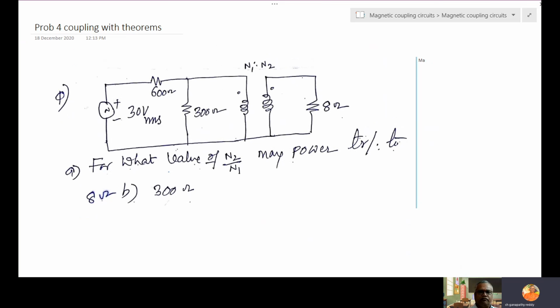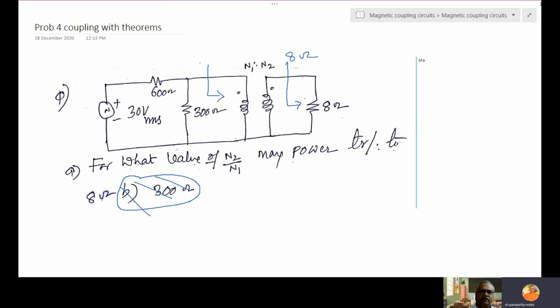There is another problem: for what value of N2 by N1, again a transformer, is maximum power transferred to 8 ohms? This 300 is a complicated one, and unnecessarily we will get confused. Actually the answer is infinite, so I am just removing this. We'll answer only this: for what value of N2 by N1 is there maximum power transfer to 8 ohms? So this value is 8 ohms.